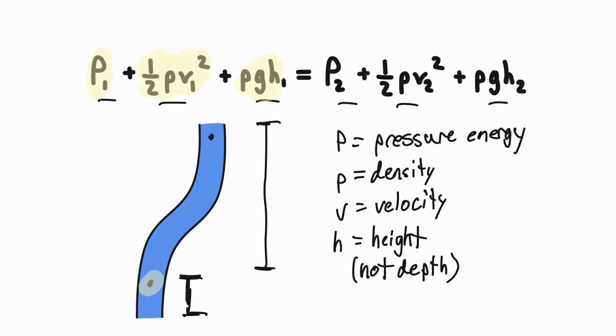And some of you might have the equation for hydrostatic pressure memorized as rho gh. If you're doing that, h is referring to the depth, but it does not refer to depth when you use those letters in Bernoulli's equation. So now let's see how to apply this to some examples.